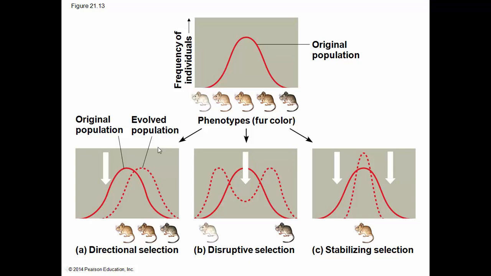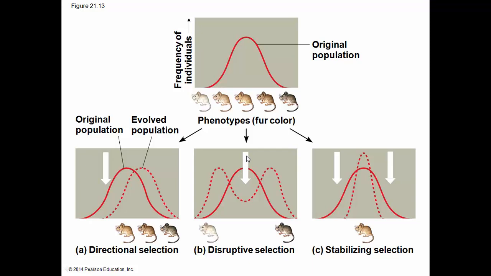Directional selection is where, let's say, these mice live on a dark-colored habitat. Because of that dark-colored habitat, birds of prey are able to find and eat the light-colored mice. So they act as a directional selection. The predatory selection pushes that evolved population into the darker-colored phase, where the darker-colored mice are more successful on the darker-colored substrate.